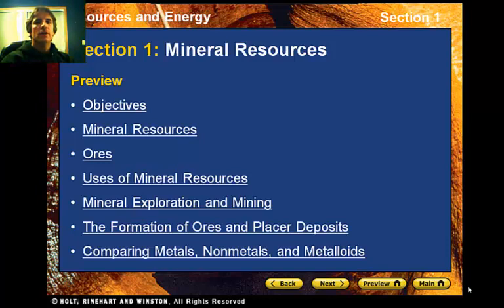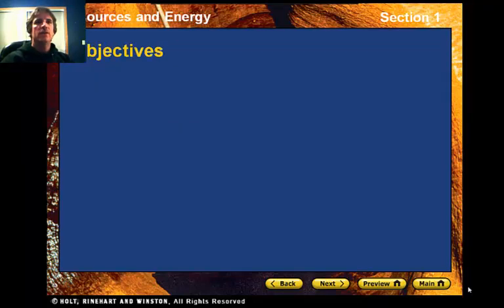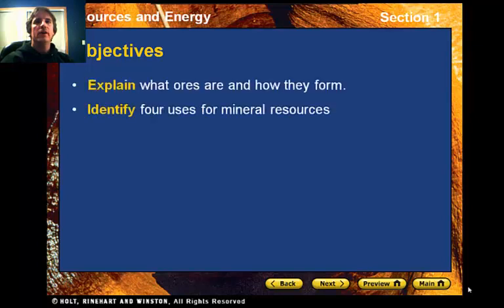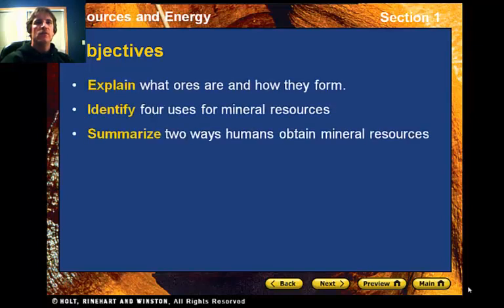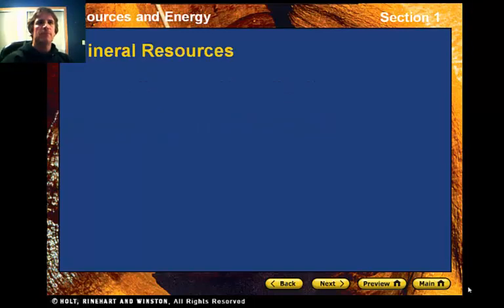Let's talk about the different things for mineral resources. This is section 1, chapter 7. Your objectives for today are going to be: explain what ores are and how they form, identify 4 uses of mineral resources, and summarize 2 ways humans obtain mineral resources. Okay, so it should be a pretty short chapter.